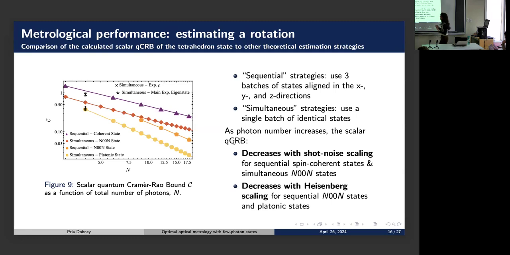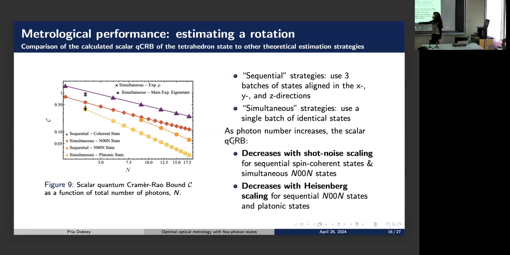And if you want to get around this problem, you can prepare three different batches of NOON states aligned with each axis that you want to rotate around. And then they work fine. And you get the Heisenberg scaling as you increase the photon number, as you can see with this orange line.